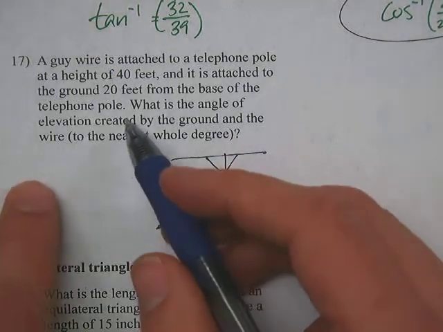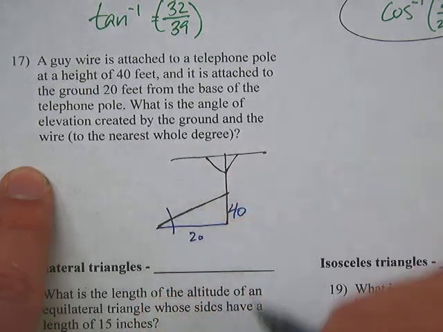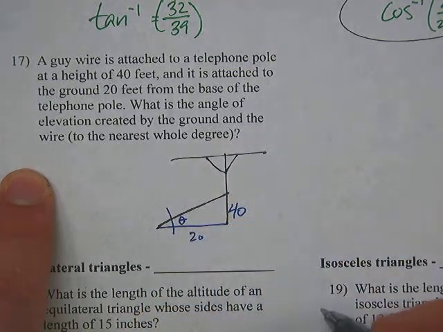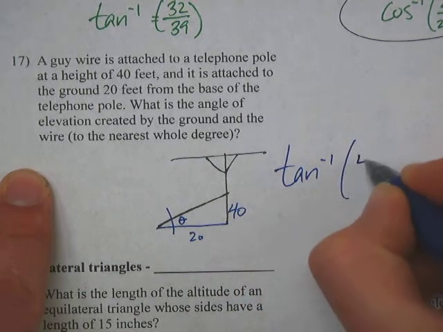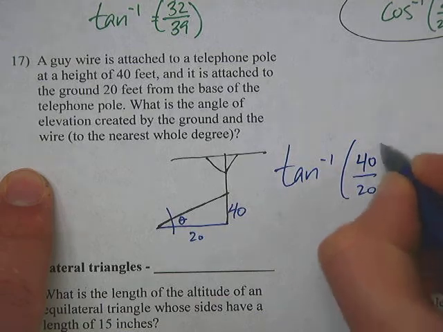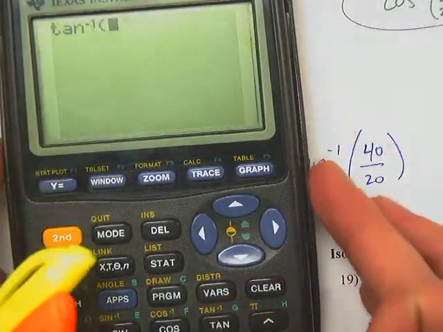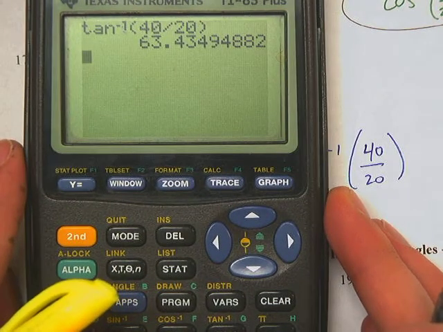So we have a guy wire. We've talked about these before. So here's our telephone pole. It's a terrible drawing, I know. Here's our wire right there, and it's attached to the pole at a height of 40 feet. And it's attached to the ground 20 feet from the base of the telephone pole.